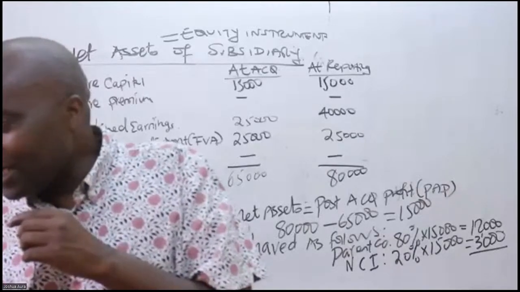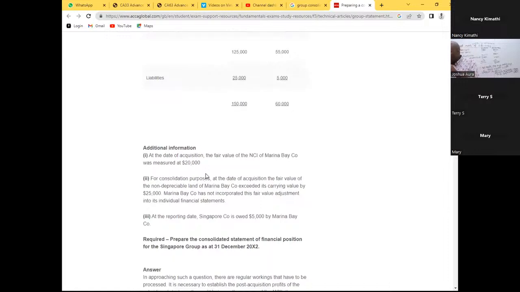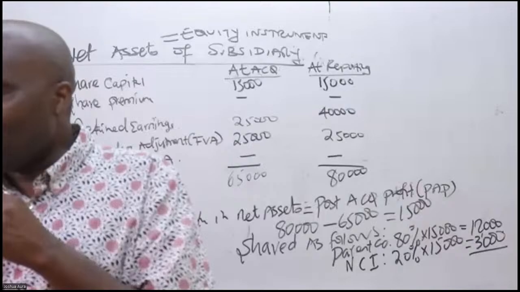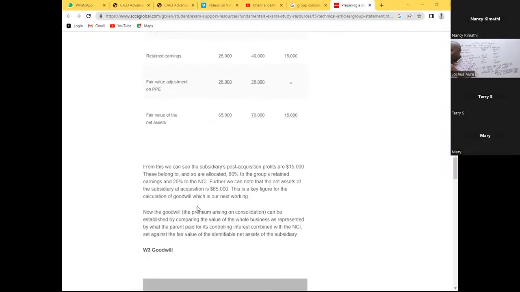Now, please see this. According to some, Mr. Kabage wanted to know something to do with the revaluation, the fair value adjustment. Let me just check again. Fair value adjustment at reporting, how we know it's 25,000. Very good. This fair value adjustment, we brought in a valuer who was able to revalue this asset upwards by 25,000 at acquisition.